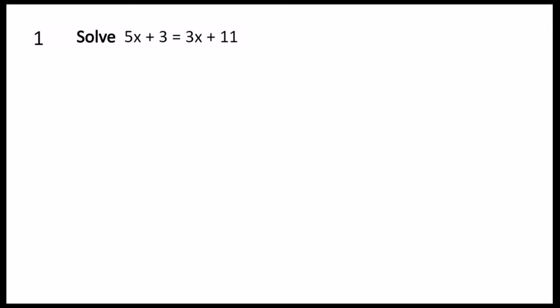Question 1 will always be a question about solving equations. In this particular question, it asks us to solve the equation 5x + 3 = 3x + 11. Now, our goal when we're solving this is trying to get all of the unknown parts onto one side and the number parts onto another. So first of all, let's rewrite the question.